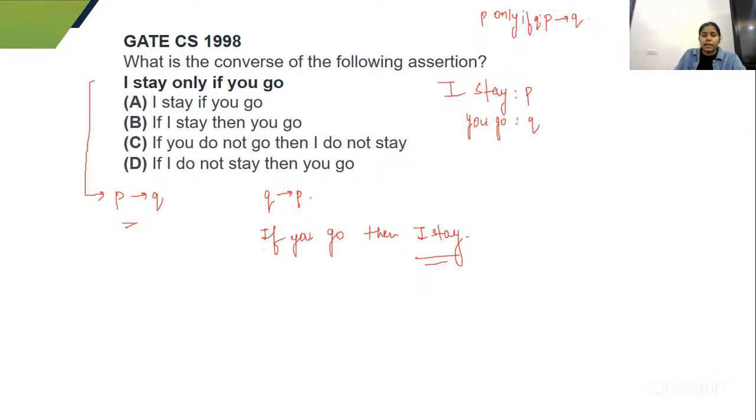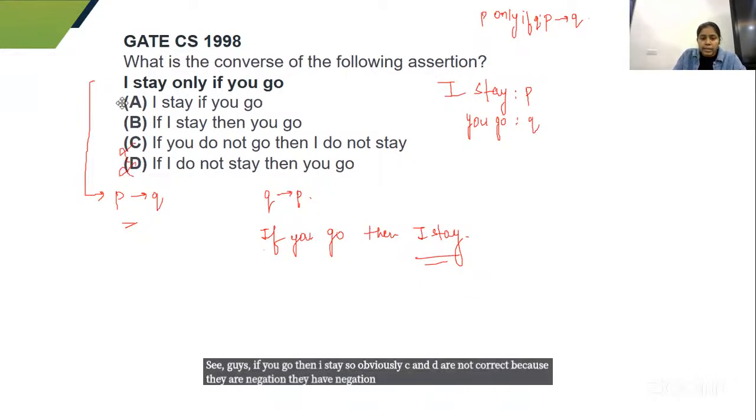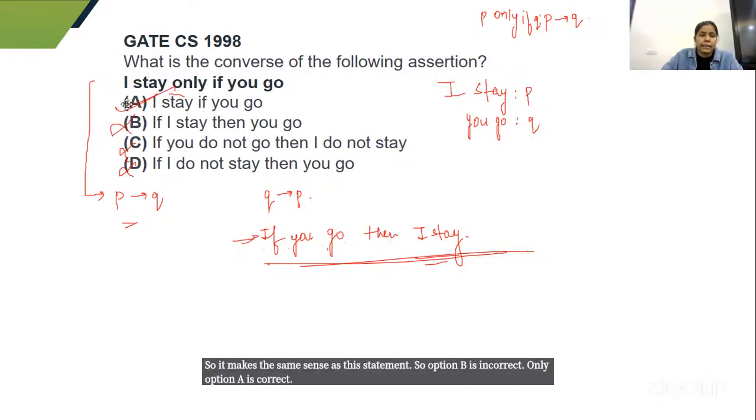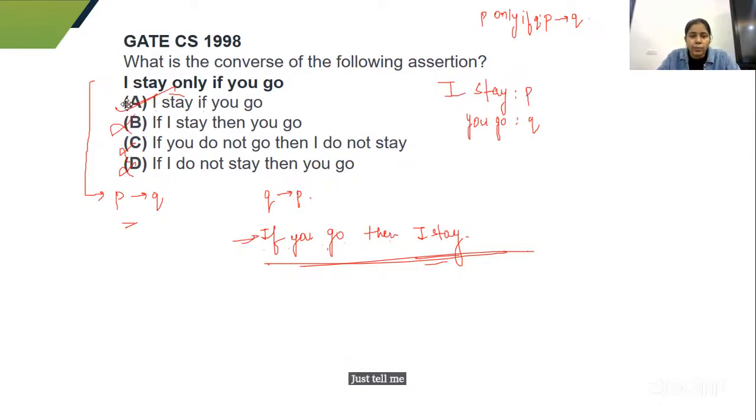See, guys, if you go, then I stay. So obviously C and D are not correct because they have negation. Now, one is if I stay, then you go. But you can see that the statement here is if you go, then I stay, right? And if you see option A, it says that I stay if you go. So it makes the same sense as this statement. So option B is incorrect. Only option A is correct. Just tell me, guys, does everyone get why option A is correct here, and not B and D?